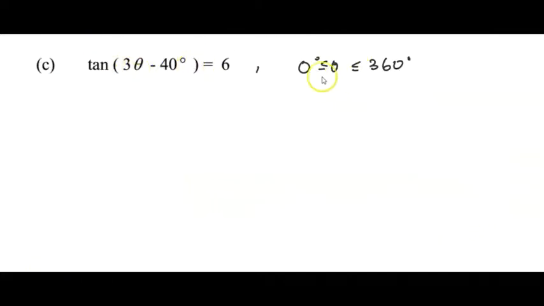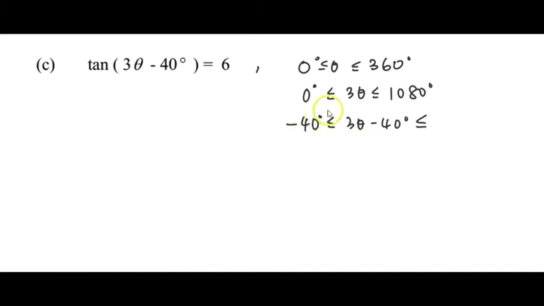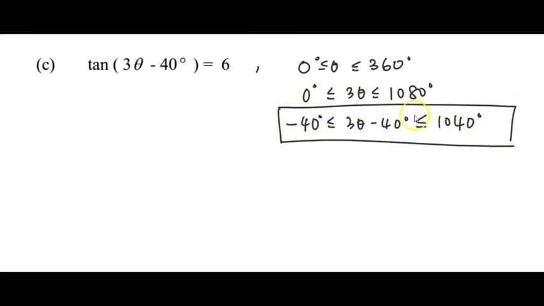For this example, I'm going to get the new range first. Here we got the tangent of 3 theta minus 40, right? So get your range of the 3 theta by multiplying the left side and right side by 3. You have a 360 multiplied by 3, that is 1080 degree. And minus 40, 3 theta minus 40. So on the left side and right side, I'm going to minus 40. 0 minus 40 degree, you get negative 40. And right side, you get 1040 degree. So this will be the new range. Later on, you're going to measure the angle based on this range.